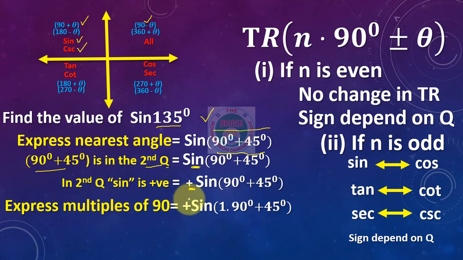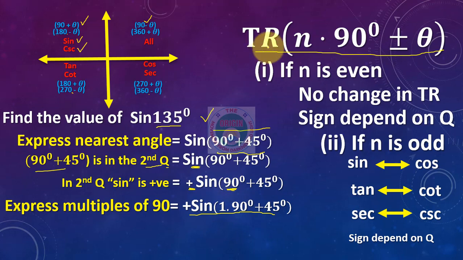Express the angle in multiples of 90. Observe here: 90 into 1 equals 90, 90 into 2 equals 180, 90 into 3 equals 270, 90 into 4 equals 360. That means 1, 2, 3, 4: 1 is odd, 2 is even, 3 is odd, 4 is even. So the form is n into 90. This is the method; you should express the angle this way once.